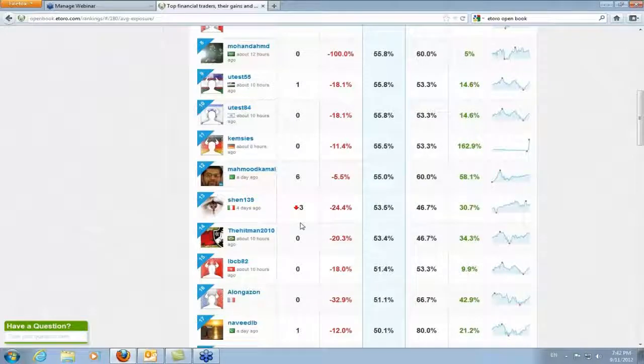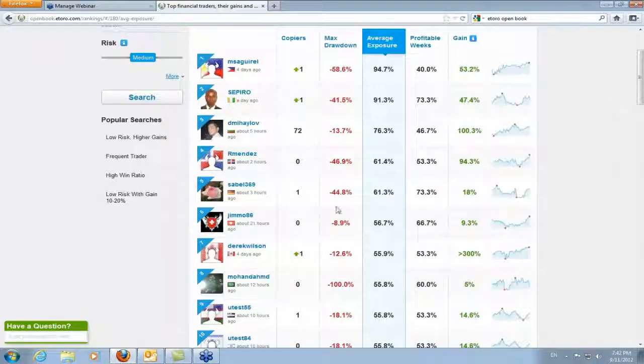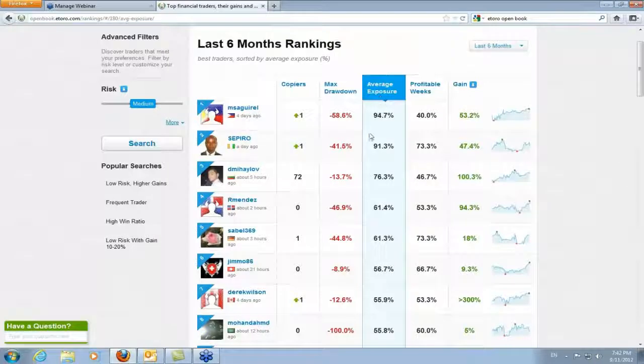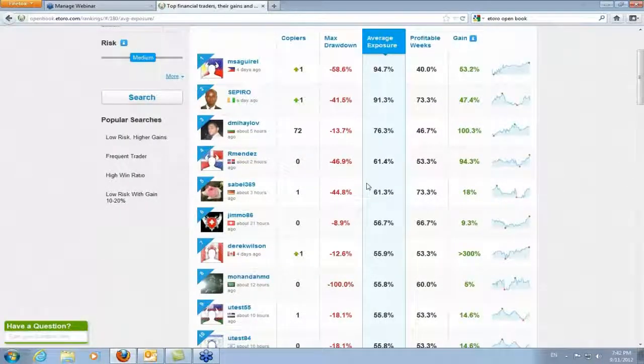But let's find traders that are statistically even so we could look at their stats. All right, so let's find, disregarding the number of copiers right now because we believe that we know what we want, let's see who we have here that has low max drawdown. A guy like this, okay? His max drawdown was 12.6%. 55.9% of his portfolio is exposed on average. And on 53% of the weeks he was in profit, he gained more than 300%. That's pretty amazing.